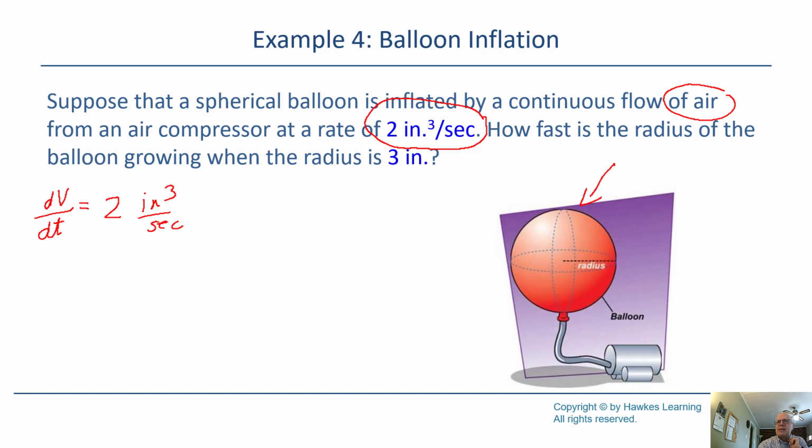What else does it say? It says how fast is the radius growing? We'll get back to that. And the radius is 3, so radius equals 3 inches. Here's another piece we've got. What we want is how fast is the radius growing? The radius growing, what is changing is the time. So what we want is how fast is the radius changing as time is going by.